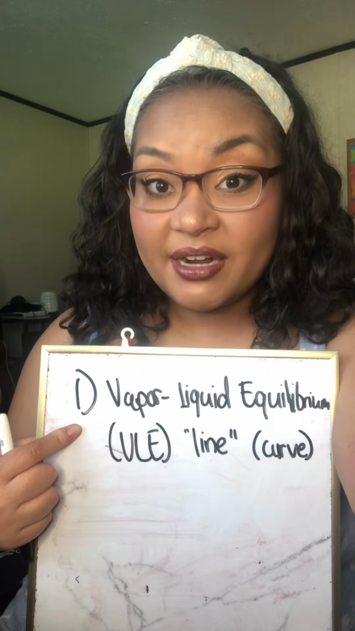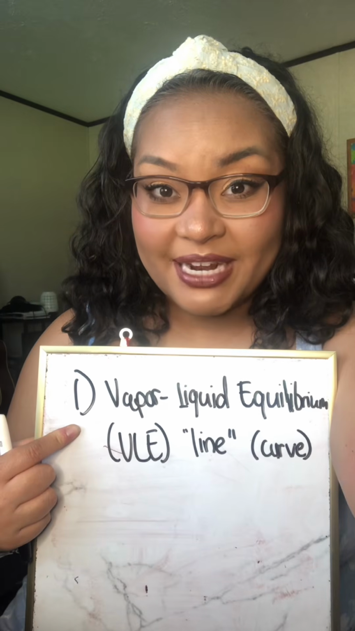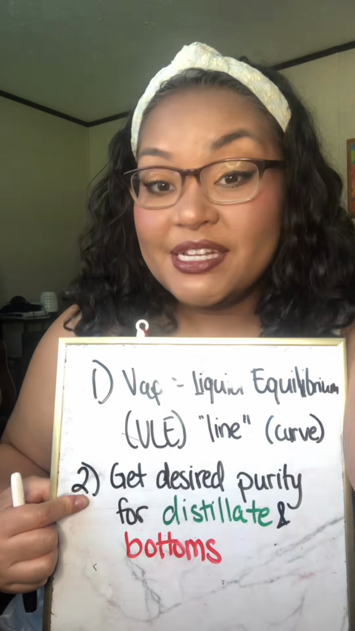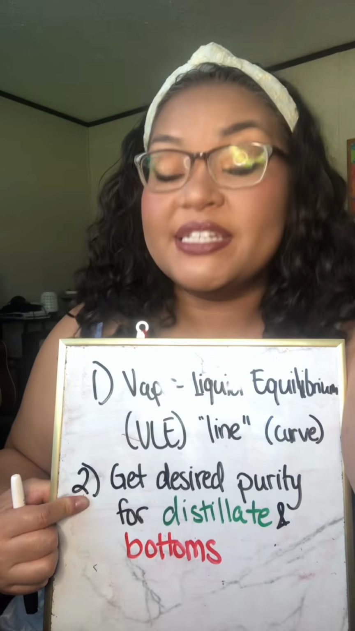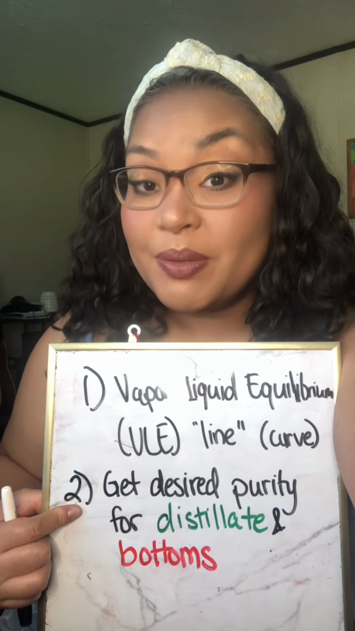First step, if it is not given, get that vapor-liquid equilibrium data down, and it should look like a curve. Step 2, get the desired purity for both the distillate and the bottoms, and these should be mole percents.